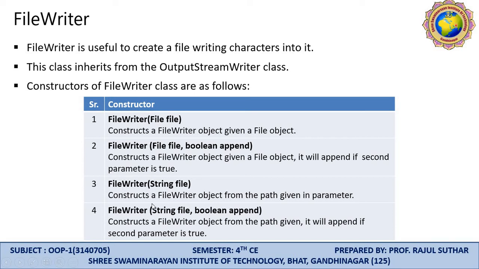FileWriter(String fileName). So it constructs the FileWriter object from a path given in the parameter. And FileWriter(String fileName, boolean append). So this is the same as here. Construct a FileWriter object from a path given. It will append if the second parameter is true. Okay, this is the object and this is a path. We are working with the file, so File is used, but here String means a group of characters is used instead of a whole file.